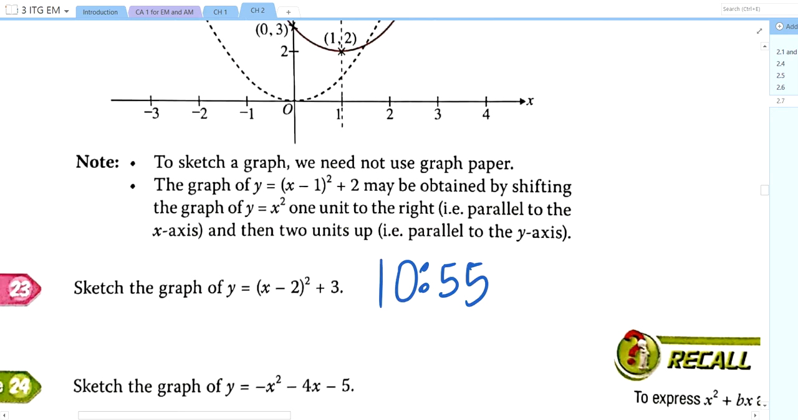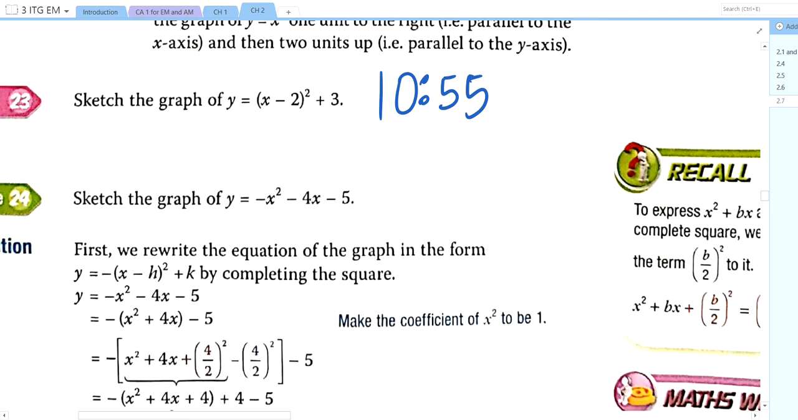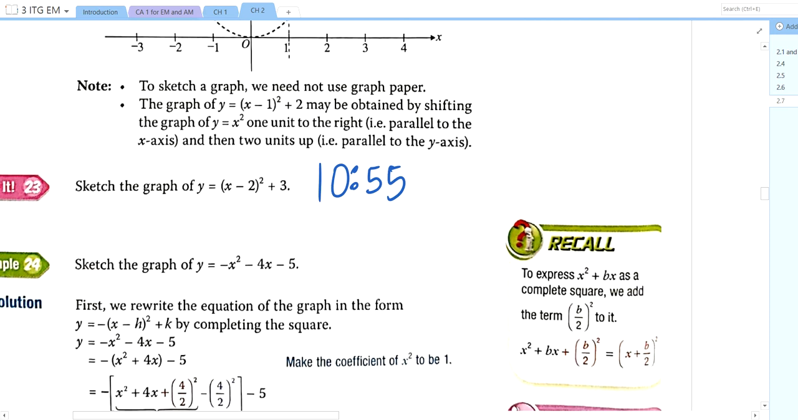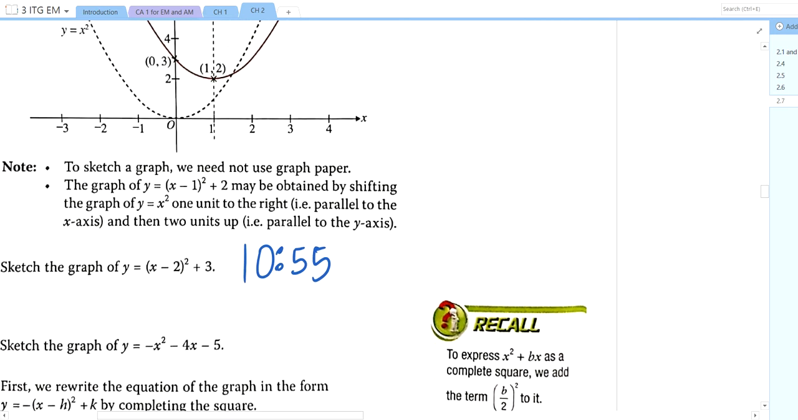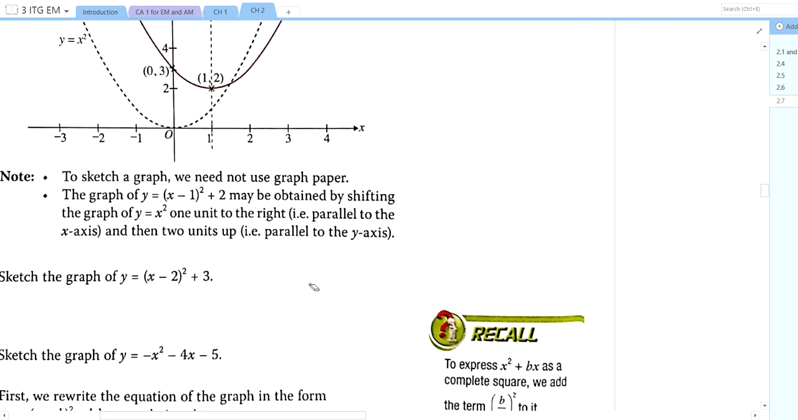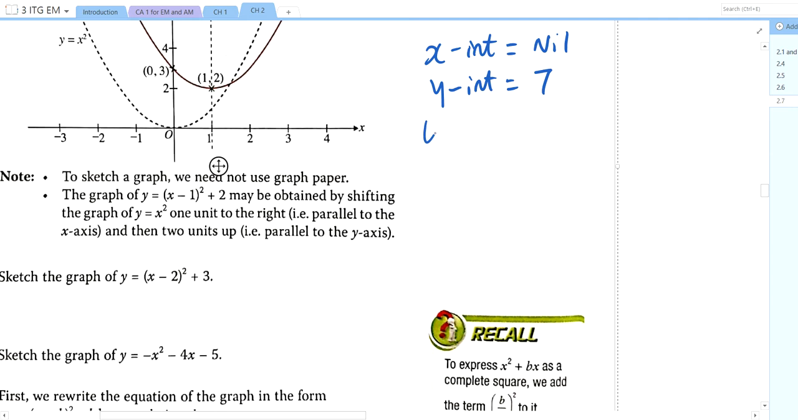Now that your time is up already, let me show you my answers for this. Try it 23. Are there any x-intercepts? Help me out here. No, nil. Y-intercept? 7. Is there only one y-intercept? Yes. What else? Line of symmetry. 2. 2 is not a line. x equals to 2, okay.